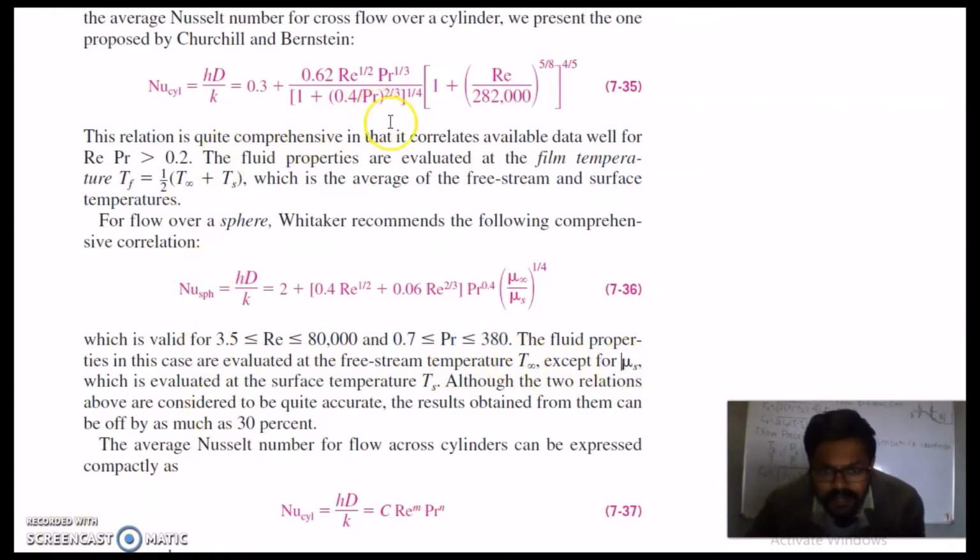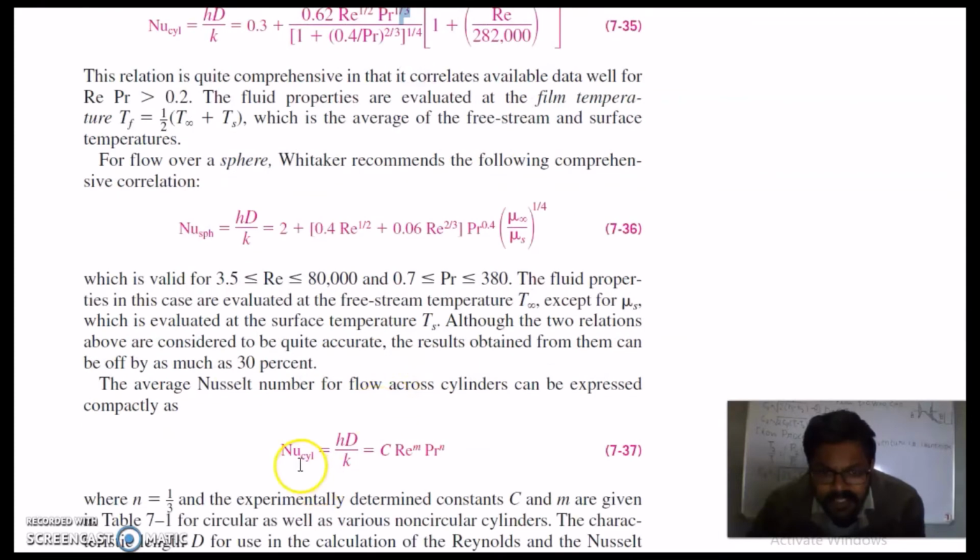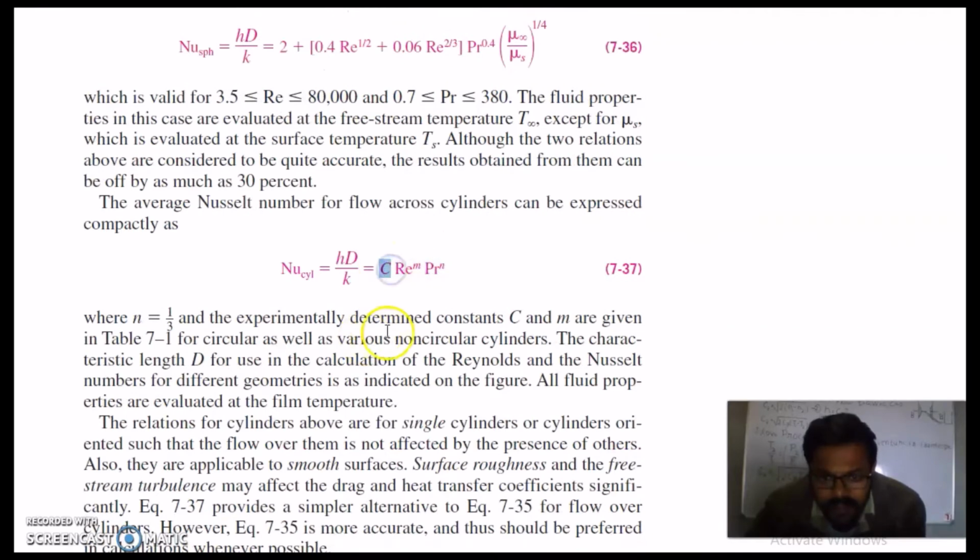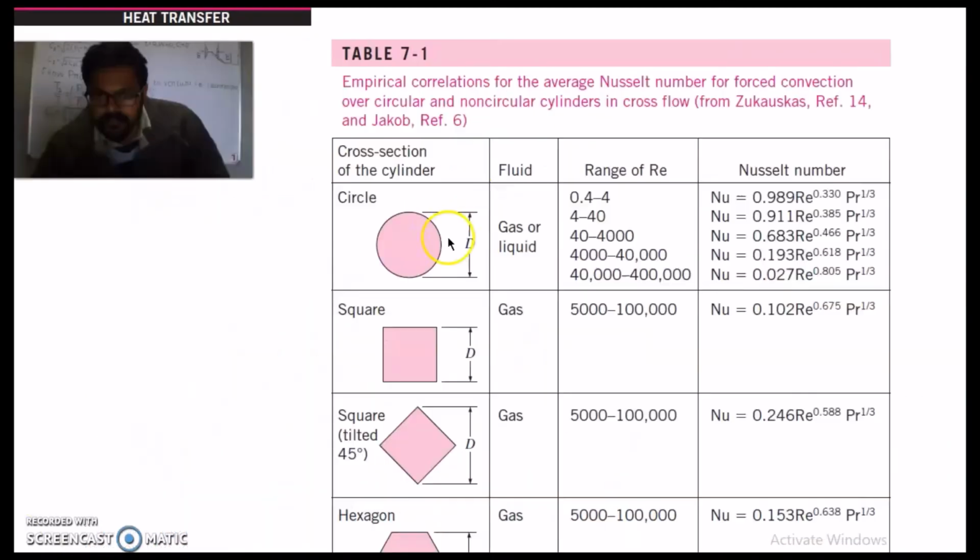So we can generalize this relation. We know that in both the relations Nusselt is a function of Reynolds raised to some power and Prandtl raised to some power. We can generalize that Nusselt, which is equal to hD by k for a cylinder, is equal to C Reynolds raised to power m and Prandtl raised to power n. So these values m, n and C are given in a table for circular as well as various non-circular cylinders. These are empirical correlations for average Nusselt number for forced convection over circular and non-circular cylinders for this range of Reynolds number for gas or liquid.